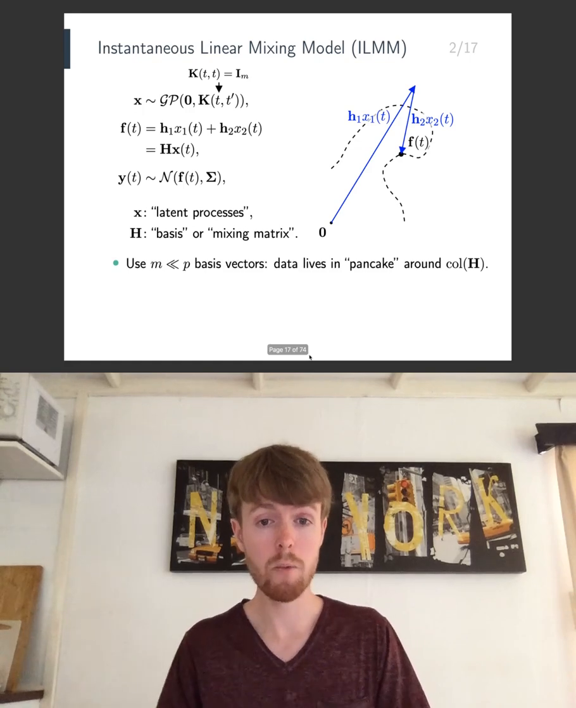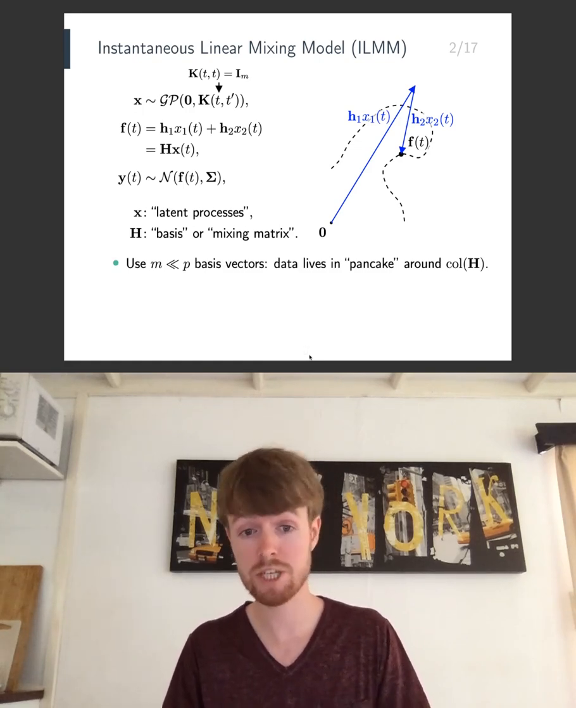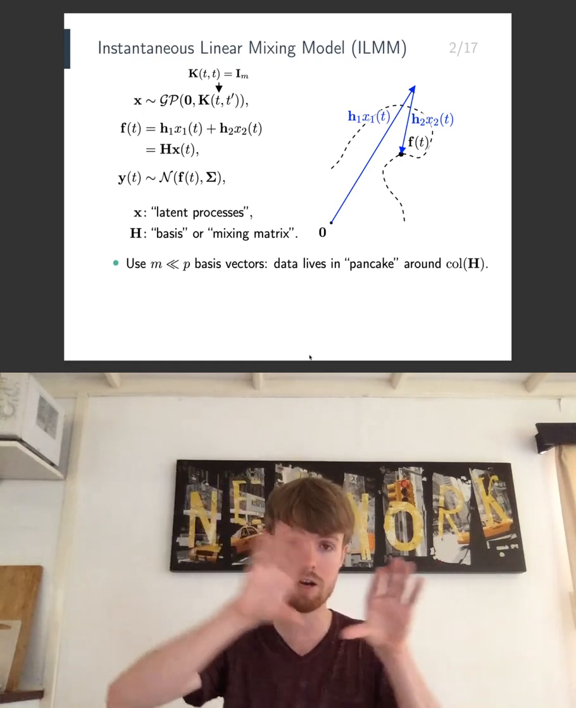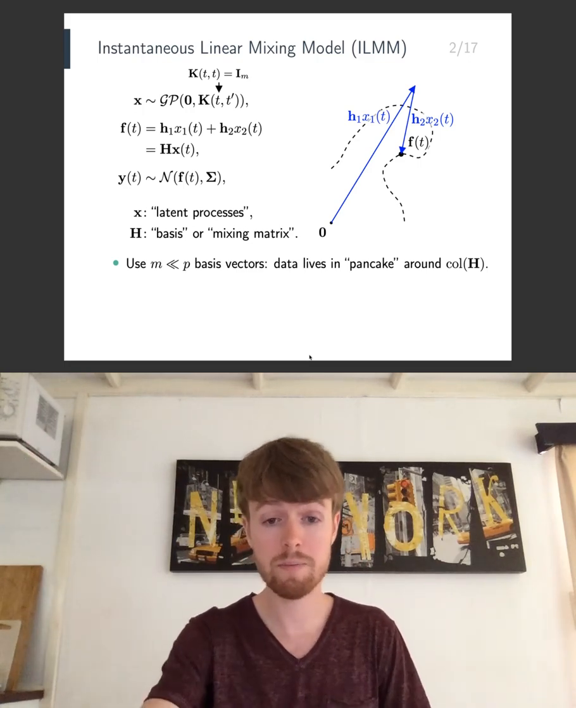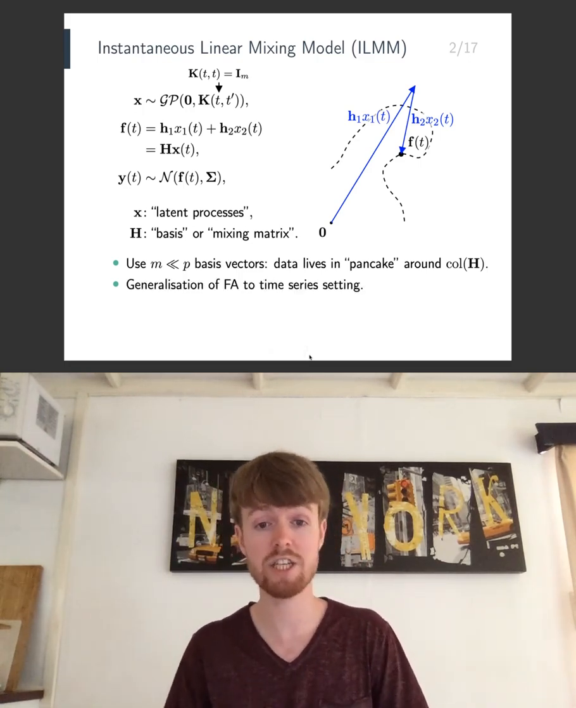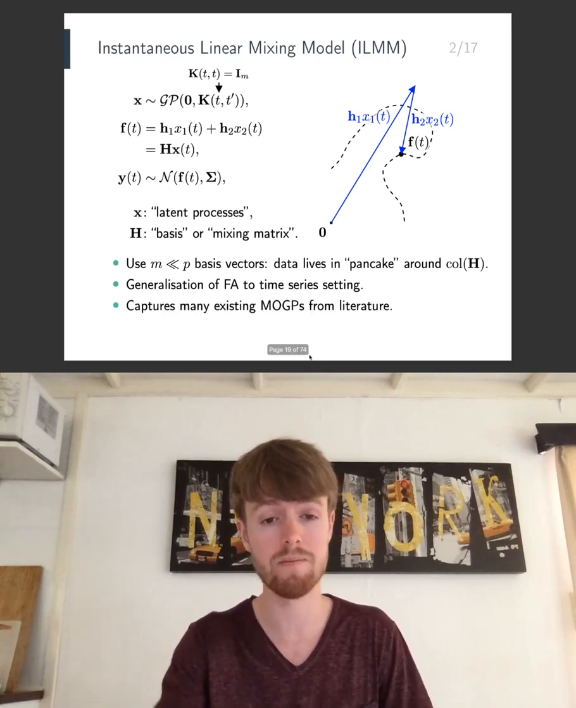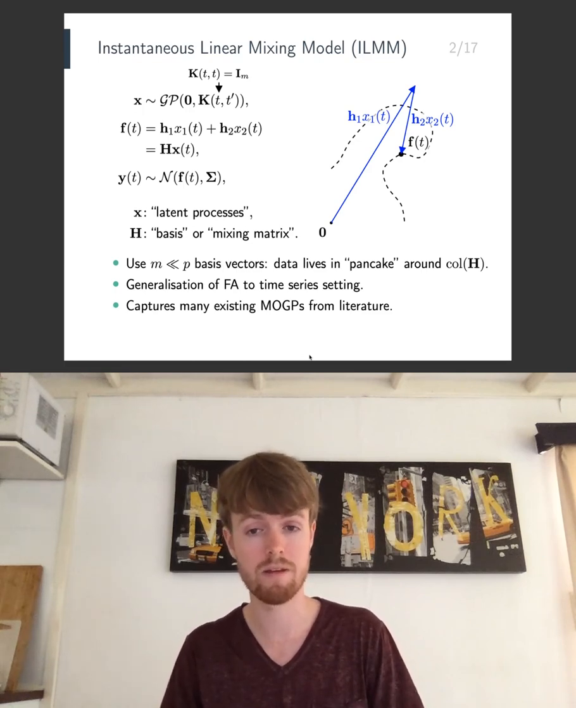In practice, we'll use m basis vectors, where typically the number of basis vectors m is much less than the number of outputs p, which means that the data lives in a low-dimensional pancake around the column space of h. This model can be interpreted as a generalization of factor analysis to the time series setting, and it's a very convenient model, because it captures many existing multi-output GPs from the literature.